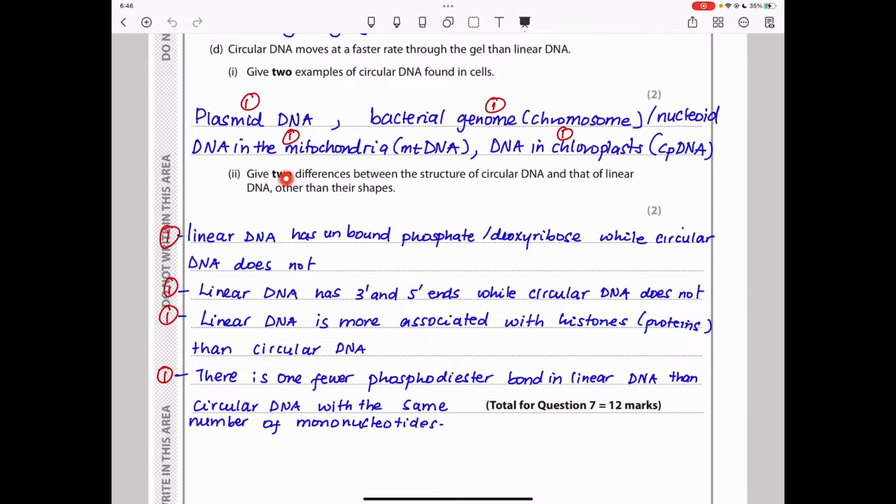So this part says give 2 differences between the structure of circular DNA and that of linear DNA other than their shape. Now, linear DNA has unbound phosphate, as well as unbound deoxyribose, while circular DNA does not. The linear DNA has the 3' and the 5' ends, while the circular DNA does not have those. And then the linear DNA is more associated with the histones. It binds tightly on the histones so that it can be folded, while the circular DNA does not.